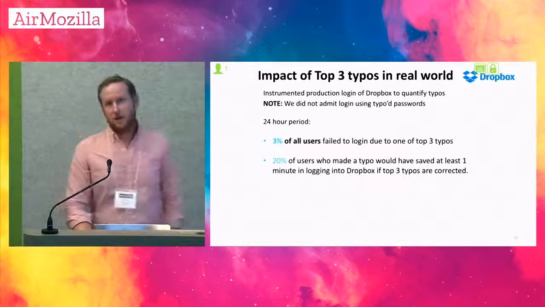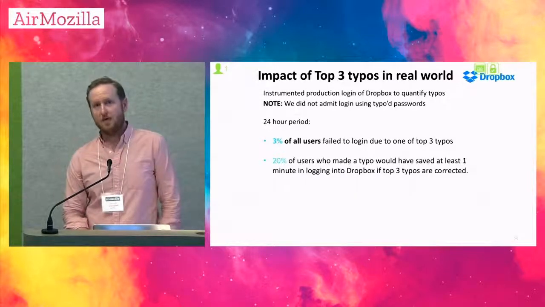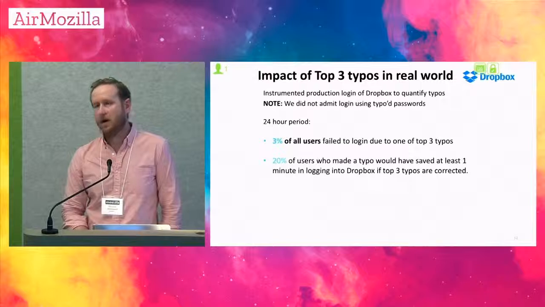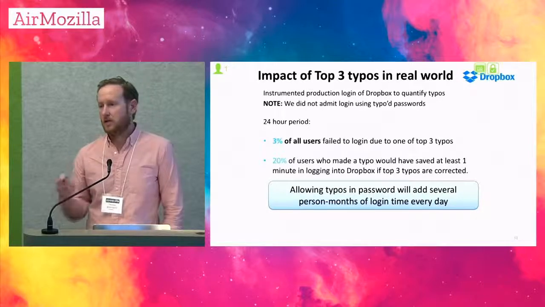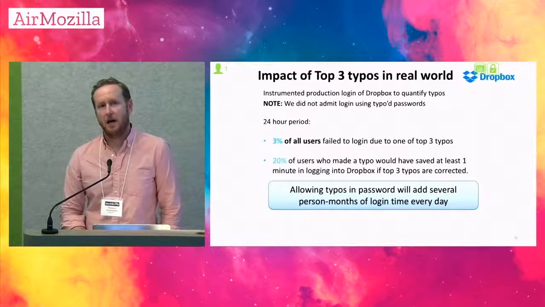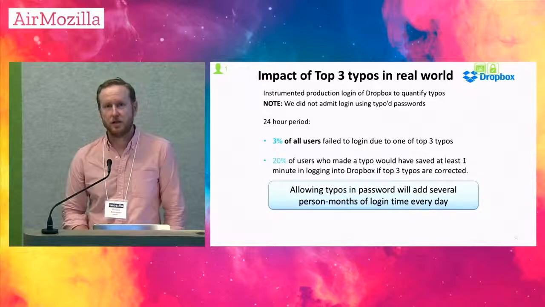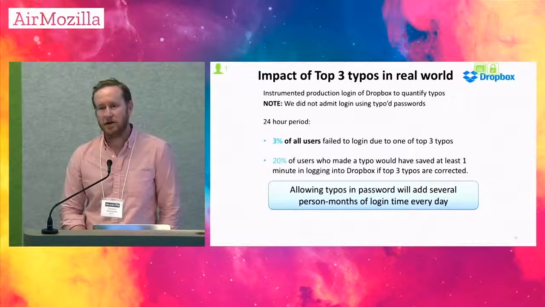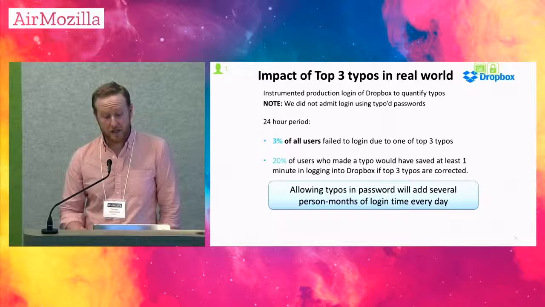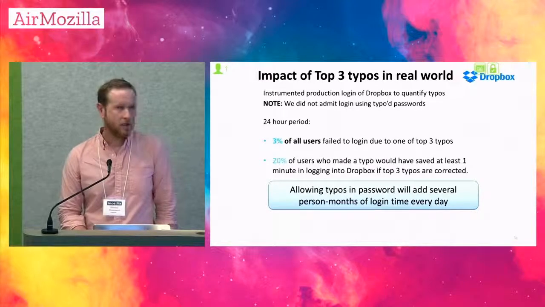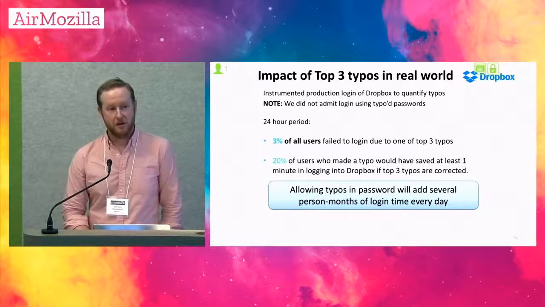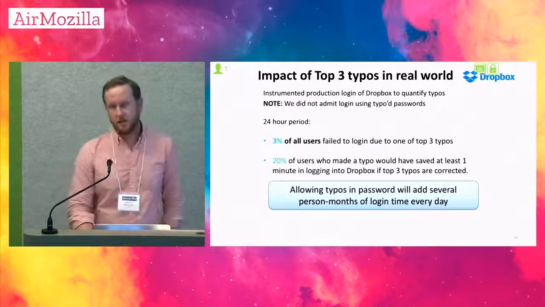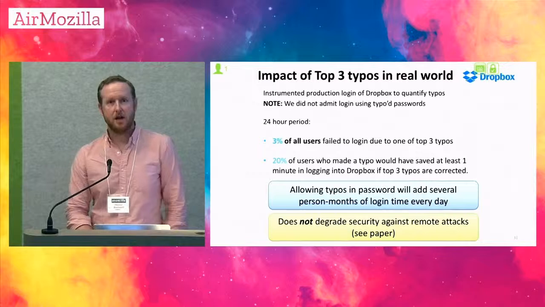And about 20% of users would have saved at least about a minute of login time if we had done typo tolerance, right? And so in the end, aggregated over the hundreds and hundreds of millions of users, this would have saved several person months, or would have added several person months of login time every day to Dropbox, which for companies that are engagement driven, this is like money, right? And so you can see why Facebook was probably very excited to turn this on.